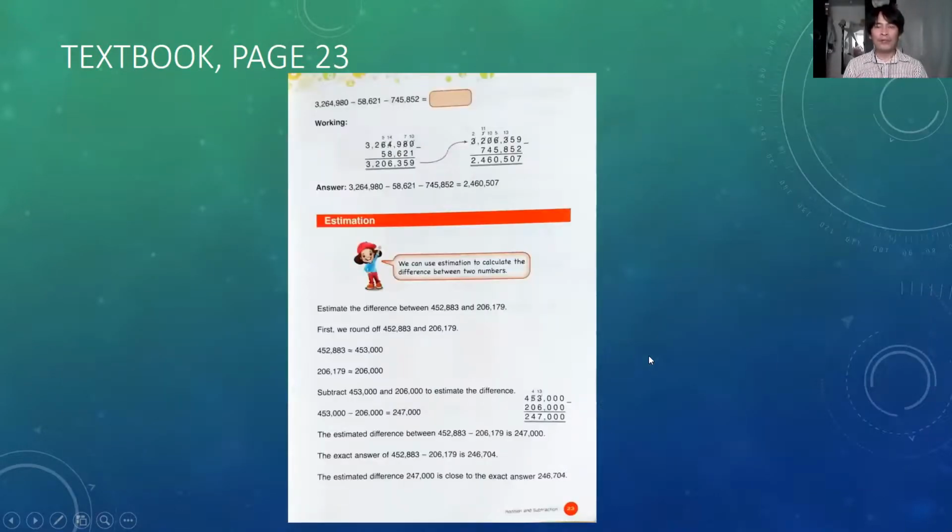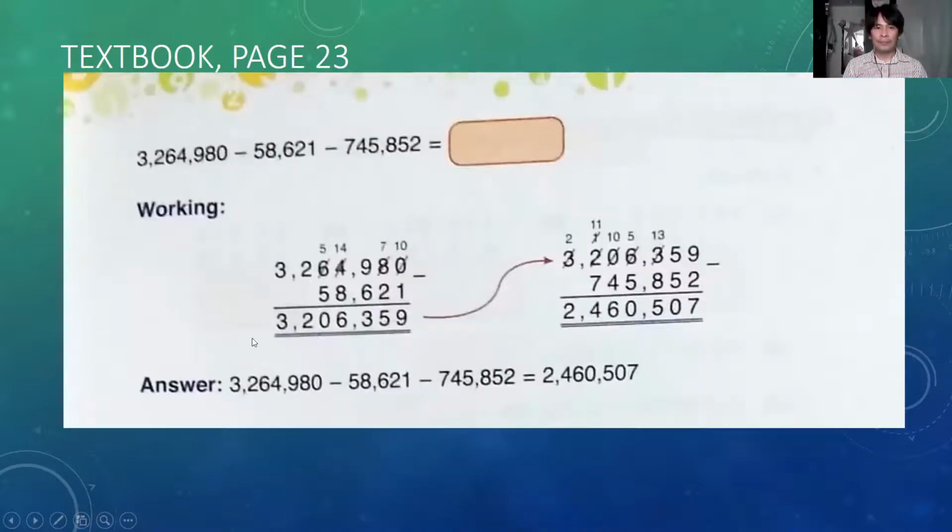Okay, on page 23. So look at that, 1, 2, 3 numbers. 0 minus 1, 0 becomes 10. 10 minus 1 is equal to 9. 8 becomes 7. 7 minus 2 is equal to 5.